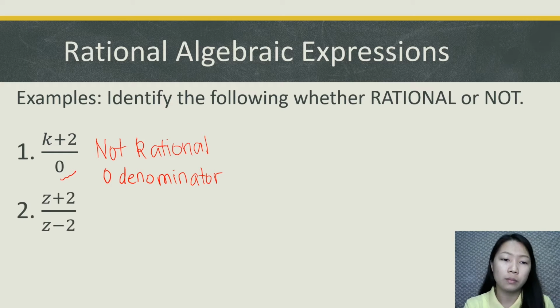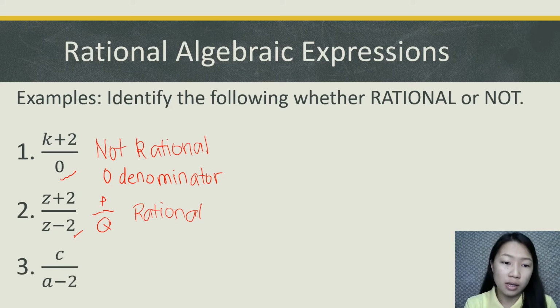Next, z plus 2 over z minus 2. So, tama. Naka-form siya ng P over Q. At the same time, hindi 0 ang denominator. So, this is an example of rational. Next, C over A minus 2. Yes, example din siya ng rational. Kasi naka-form siya ng P over Q and hindi 0 ang denominator.